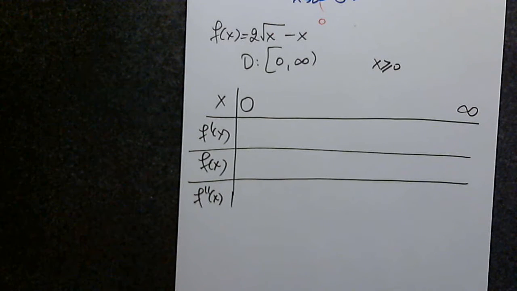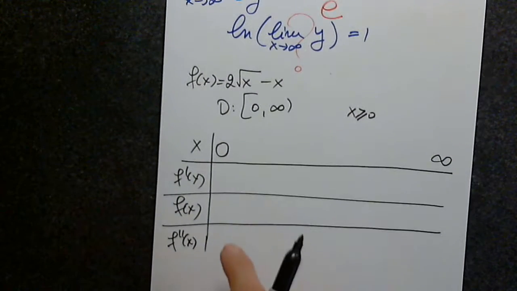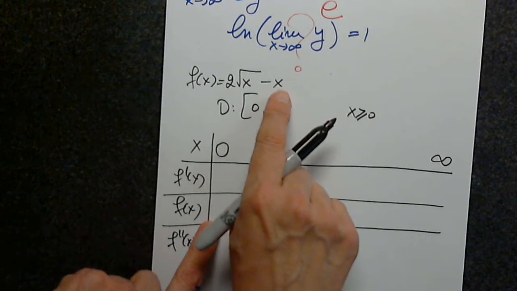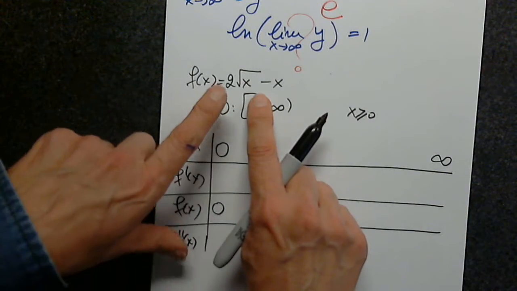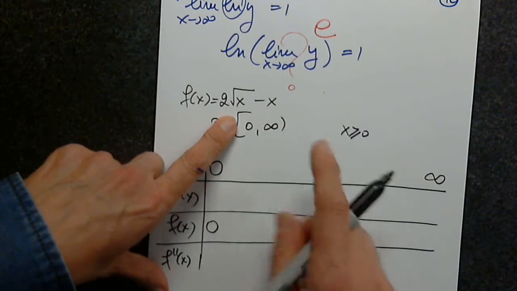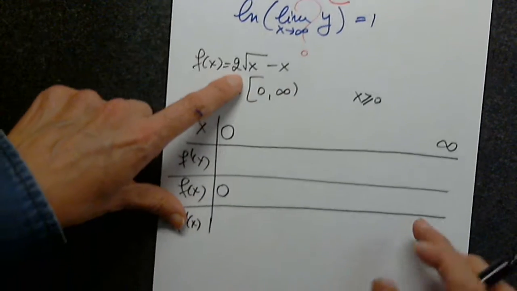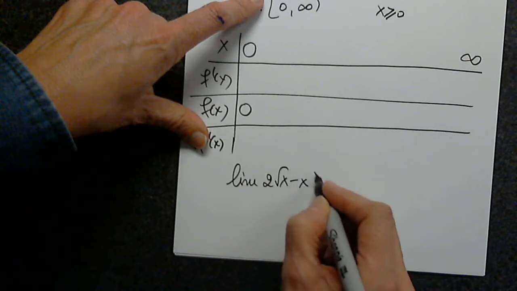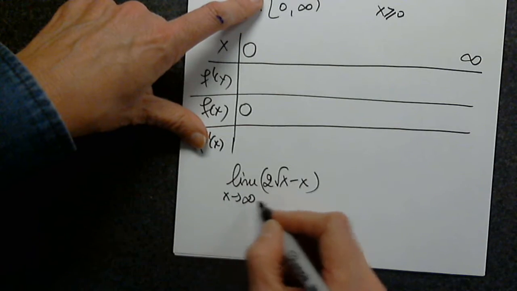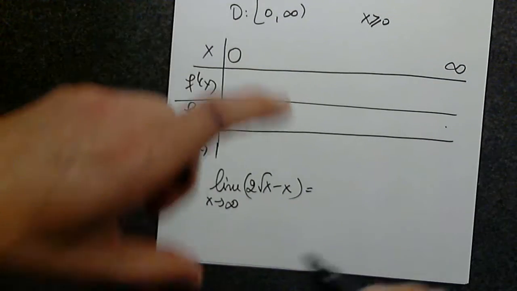Now, what else can I find about the function from the function itself? No, from the function itself, not yet. So first of all, I have to plug in 0. Yes, and I have to plug in infinity. So I shouldn't say plug in, but I have to find the limit. So I have to find the limit of 2 the square root of x minus x as x approaches infinity, because I need to put something here.